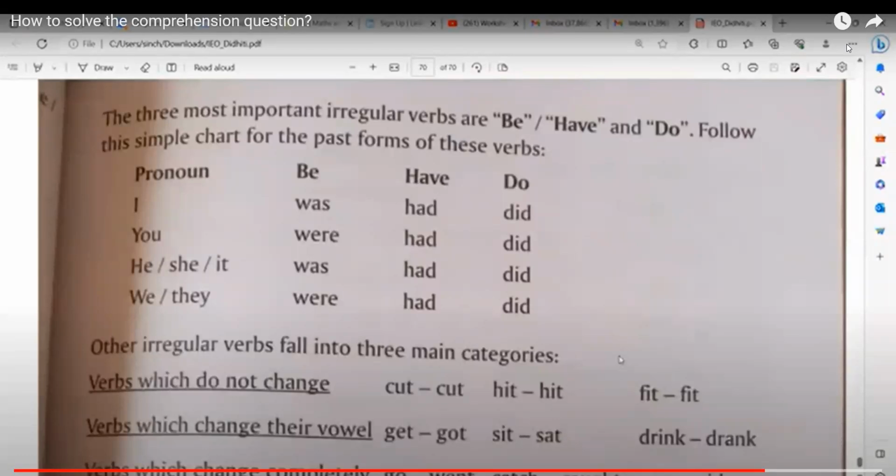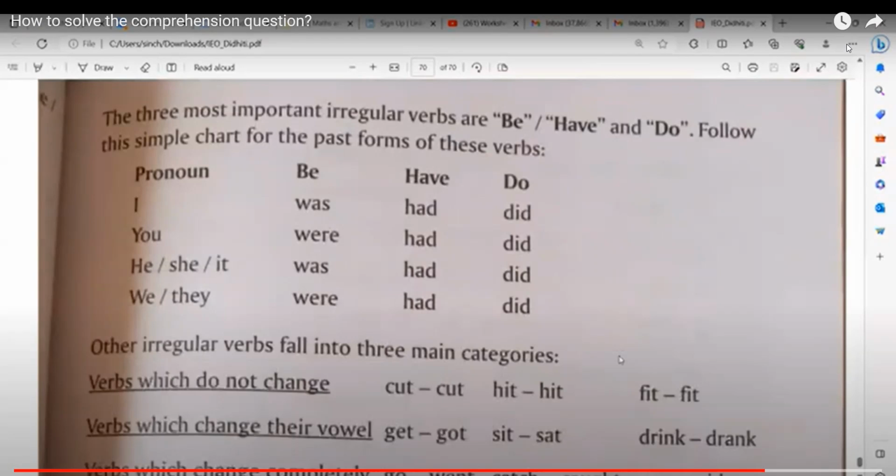Any idea, Rajdeep? What is a regular verb? What is an irregular verb? Yes, ma'am. Regular verbs are those that change from present to past. D or ed are added. Example: play, played, help, helped. Irregular verbs are those that change from present to past, and a new word is formed. Example: sing, sang, go, went.